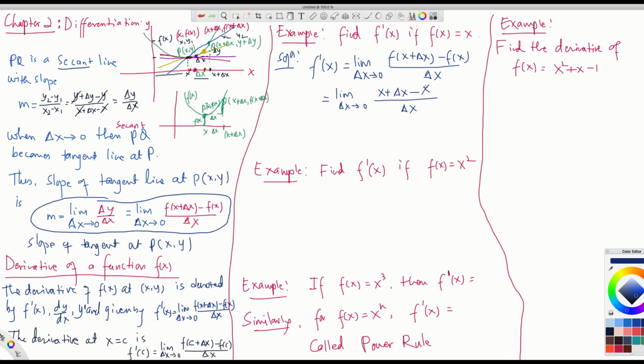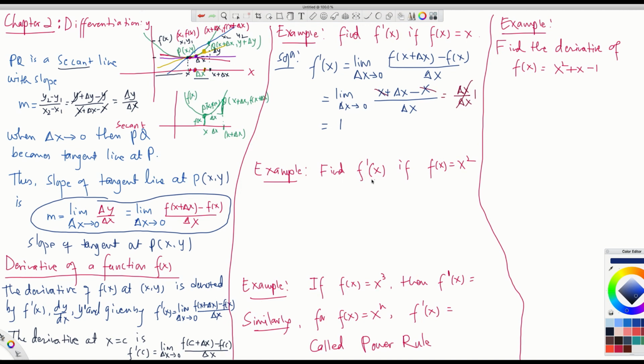You see that? Now the negative x and positive x cancel out. So what is left is delta x over delta x, right? So you cancel out, and this is basically 1. So how do I write that then? The f prime of x is basically 1. Meaning, if the function is just x, then the derivative is 1. Okay? So let us do another example.